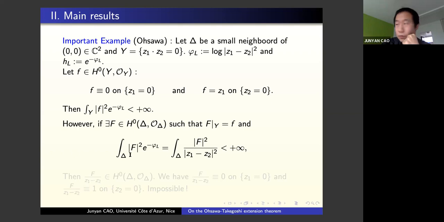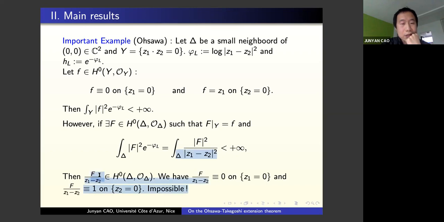We suppose by contradiction that we could find a holomorphic extension such that its L2 norm is bounded. In this case, that implies that this term is bounded. Therefore this meromorphic function f divided by z1 minus z2 is a holomorphic function. But by this extension condition, small f equals zero on one component, which implies that the quotient here equals zero on one component. And the second condition will imply that the quotient equals one on another component.